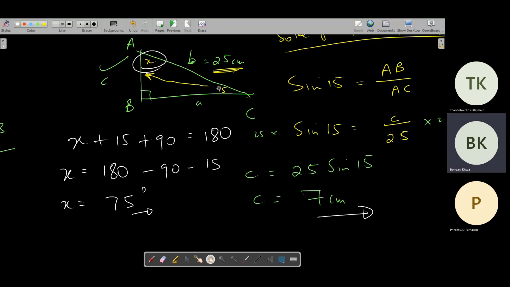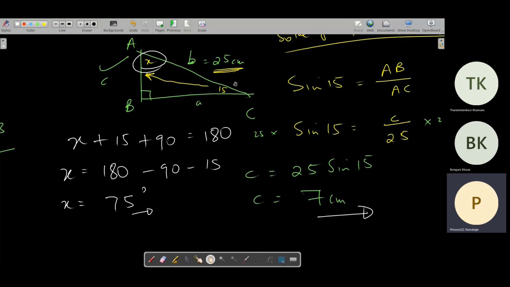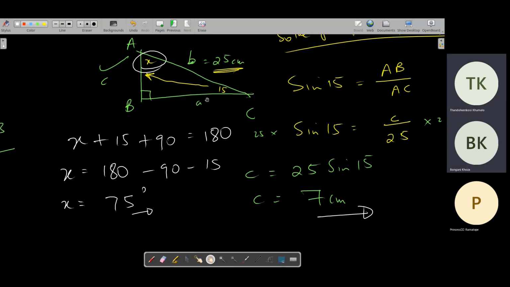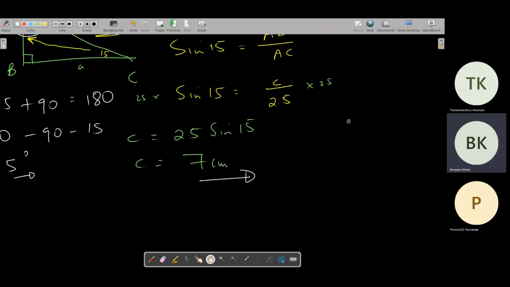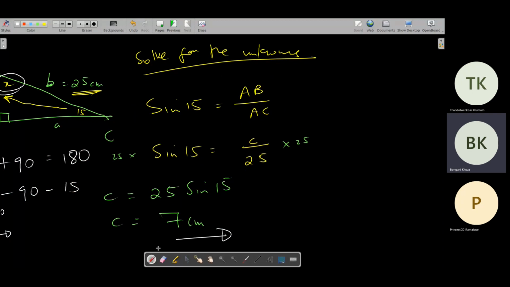So in relation to 15, what is this guy? Which side do we call this in relation to 15? Adjacent to A. Adjacent, yes, like that. So that means we can say, which trig ratio uses adjacent? Opposite over adjacent, that's tan. We can use that one. So tan. So we can say tan what?